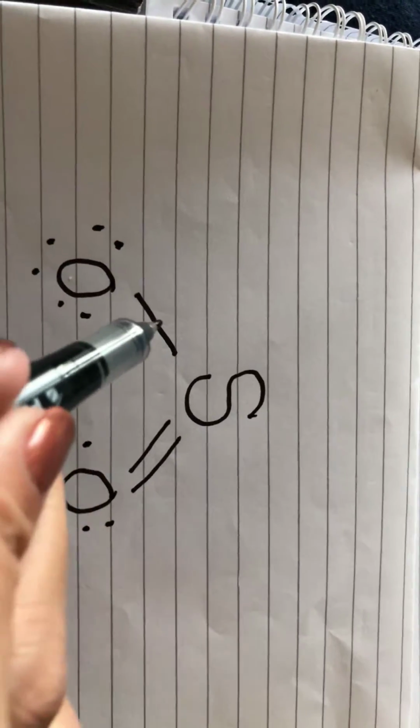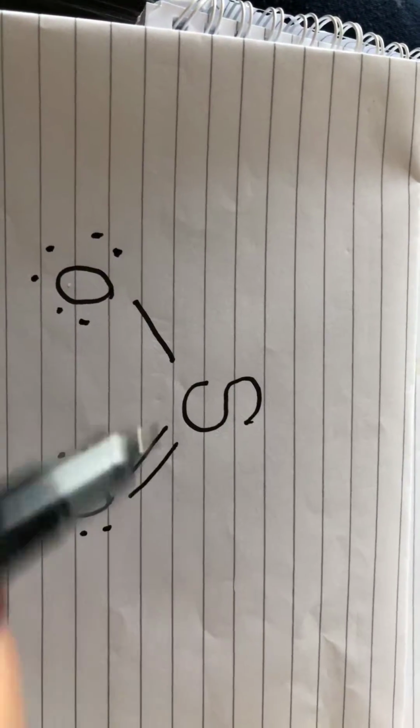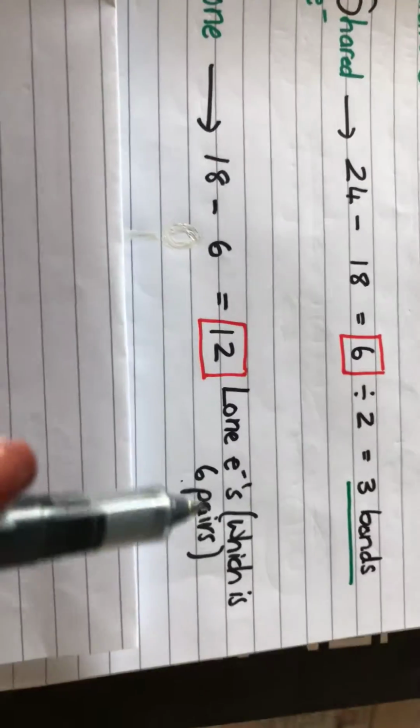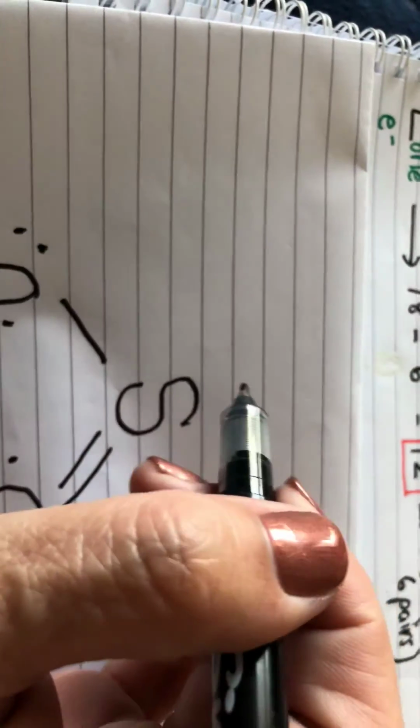And then if I look at my sulfur, I see that there are 3 shared bonds: 2, 4, 6. That's 6 electrons. And I see that I need 12 lone electrons, which is 6 pairs of electrons. Now, if you count your lone electrons, 2, 4, 6, 8, 10, you can see I only have 10 now, and I need 12, which means the last 2 electrons are the ones that are going to be sitting right on top of the sulfur. And there you go. That is your Lewis structure.